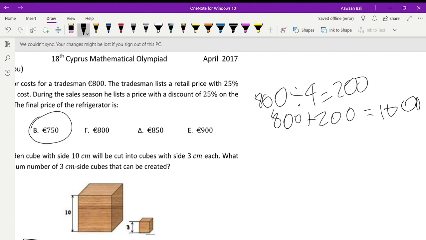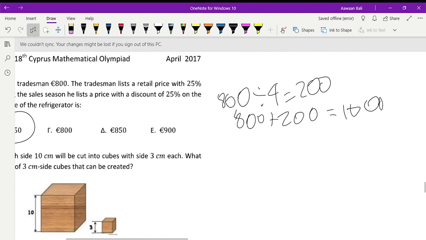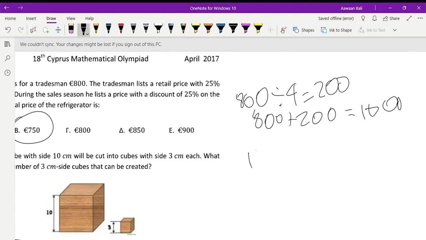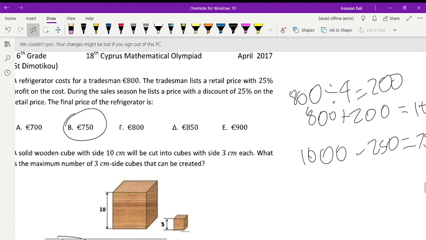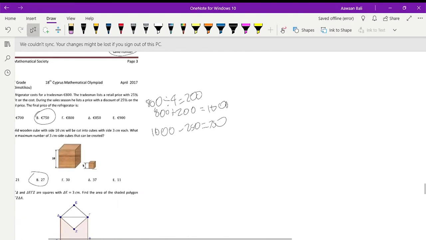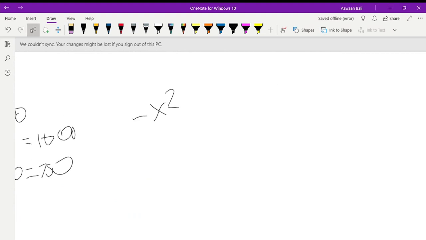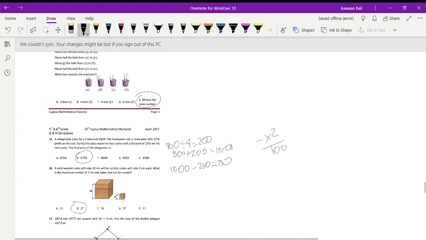Now it says a discount of 25%, which means it's less. So 25% of 1,000 is 250. So 1,000 minus 250 is 750. So €750. However, there's another way to do this using an equation. Minus x squared divided by 100. Yeah, I think that's what it is. Yes.